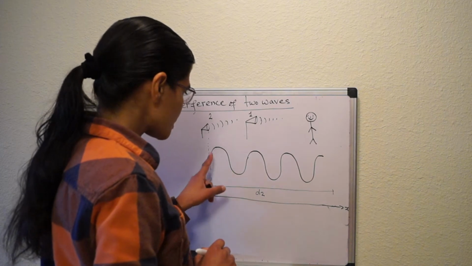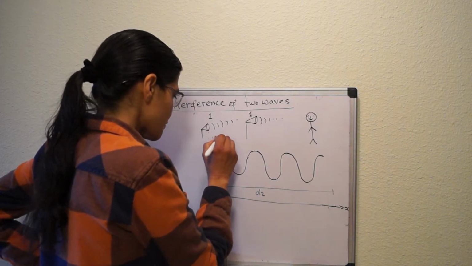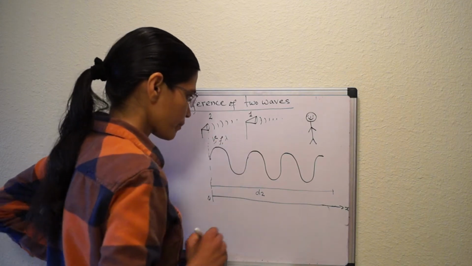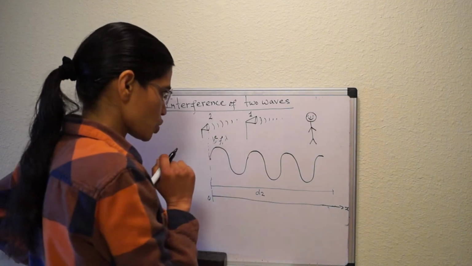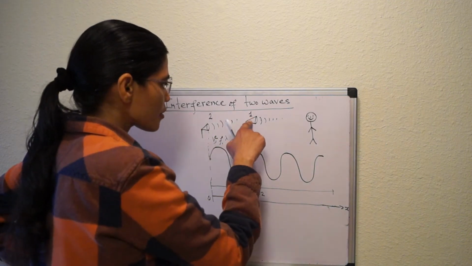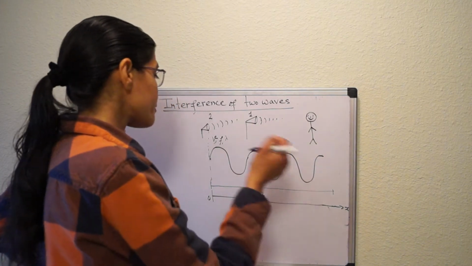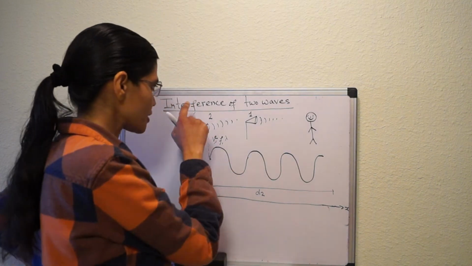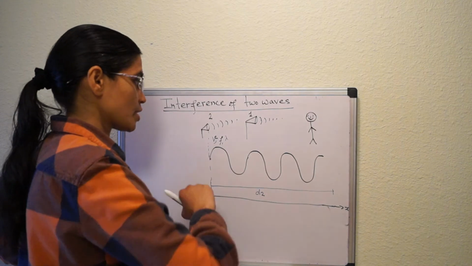Okay, so this is the wave that's traveling with the speed v. It has a frequency f and also has wavelength lambda. This is the wave produced by speaker 2. Now this other one, speaker 1, is also producing a wave of the same frequency and wavelength. This is very important for interference of two waves.